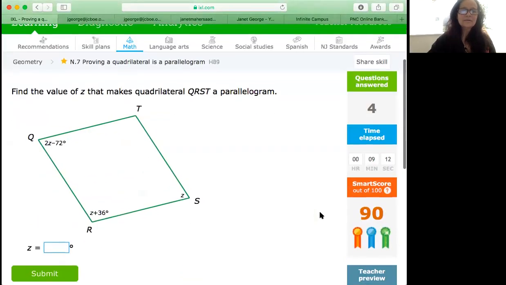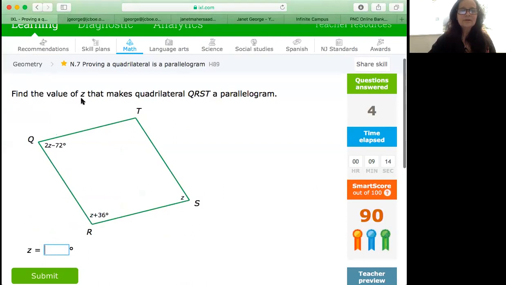Okay, find the value of z that makes quadrilateral QRST a parallelogram, okay? So there are two ways to do this. If it is a parallelogram, that means the opposite sides are parallel, right? That means this is a transversal, that means they add up to be 180 because they are supplementary, or these diagonal angles are congruent, okay? Whatever is easier for you. So definitely what's easier is to get the two angles congruent.